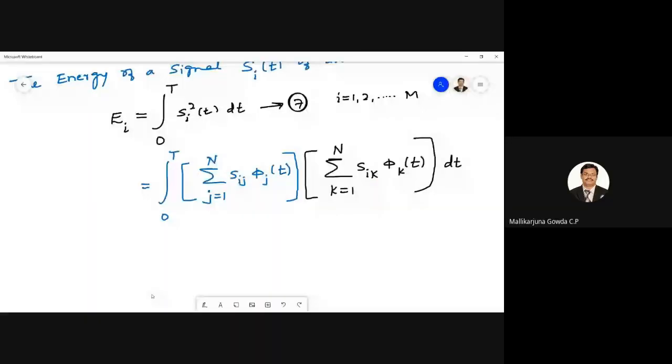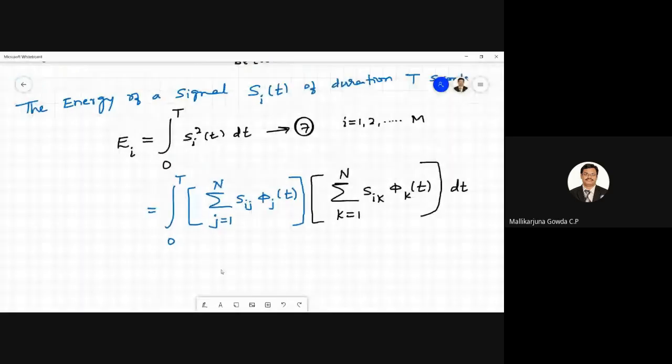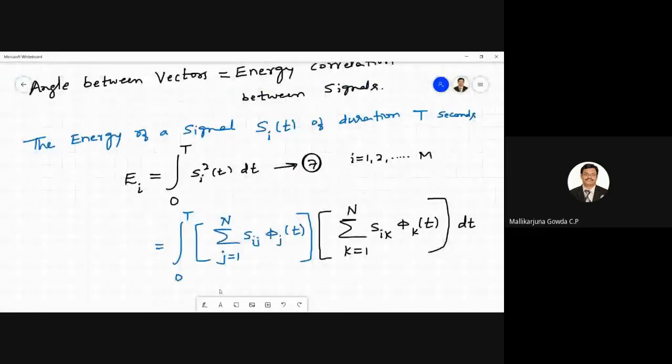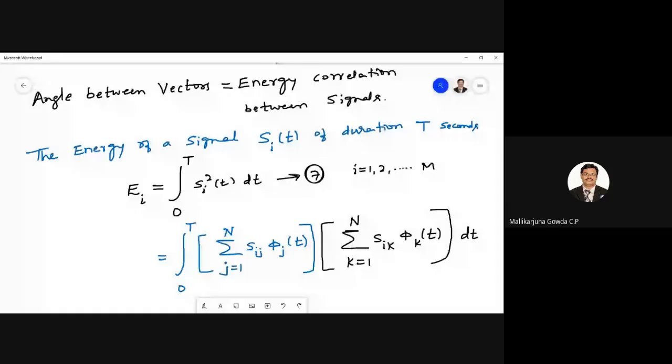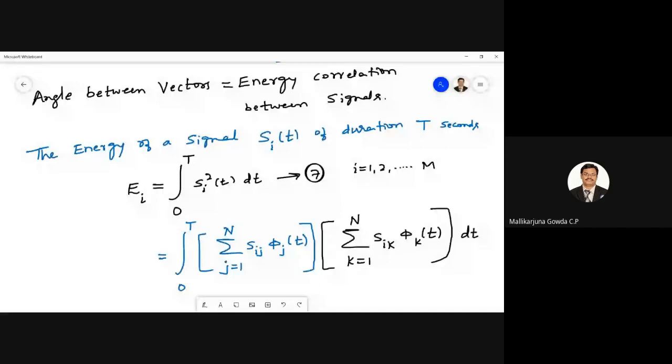Yes, you want me to scroll up? Till where? A little more. Yeah. I started with the definition of the energy of the signal. Here I wrote that the angle between the vectors will be equal to the energy correlation between the signals. I said that cos theta_ik is known as the correlation coefficient. Because of that, I wrote that.